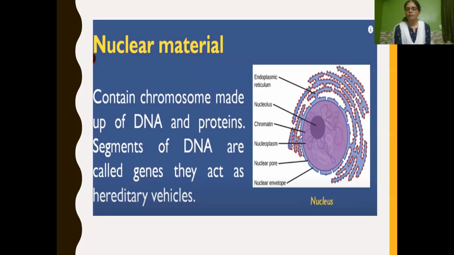And the chromatin contains chromosomes, and this chromosome is made up of DNA and proteins. And a segment of DNA is what we call a gene. These genes act as hereditary vehicles. Vehicles means they carry hereditary characters from one generation to another generation. So the nuclear material is nothing but chromosome and chromatin.